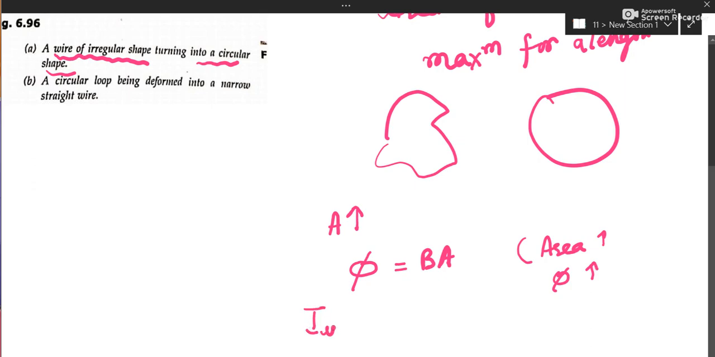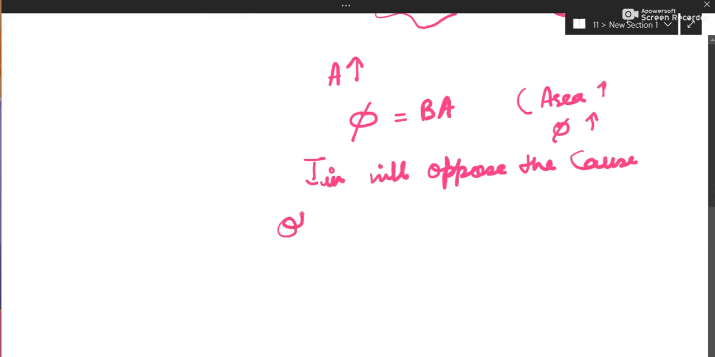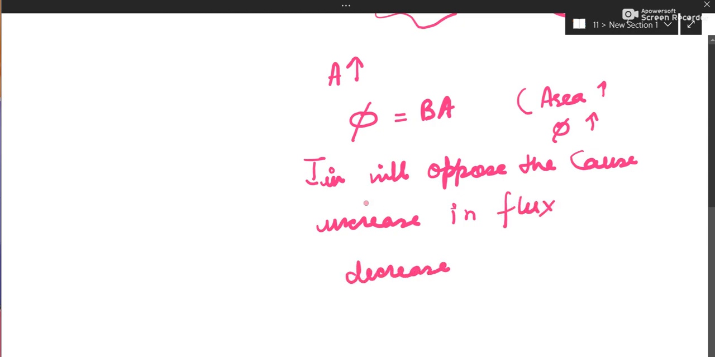Induced current will oppose the cause. According to Lenz's law, induced current will oppose the cause of its own generation, that is, it will oppose the increase in flux. So it will decrease the magnetic field. Induced current will decrease the magnetic field.